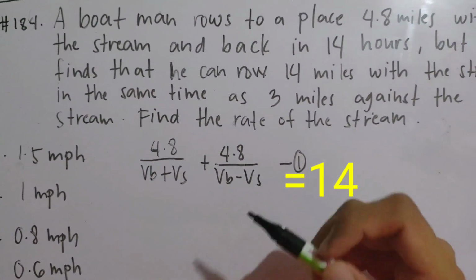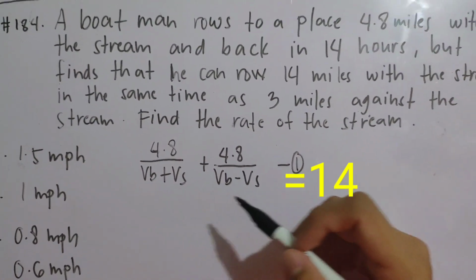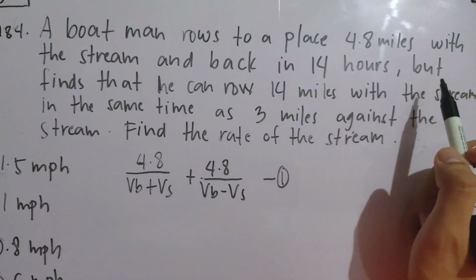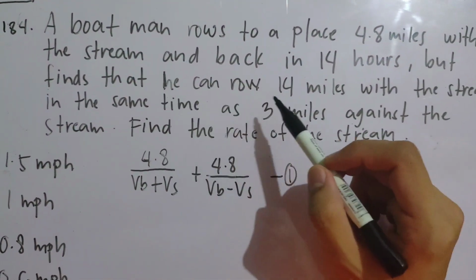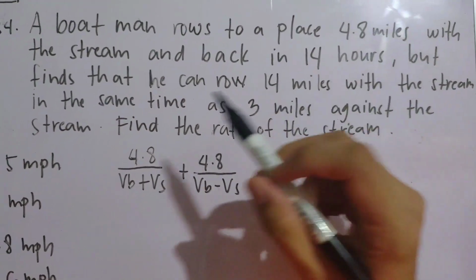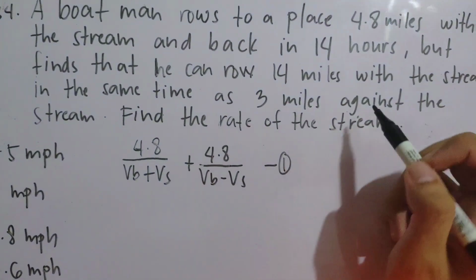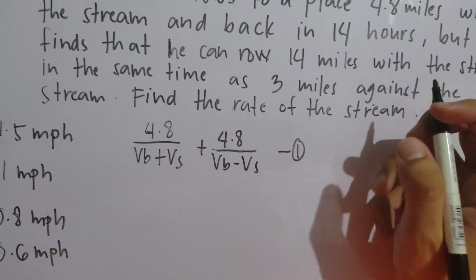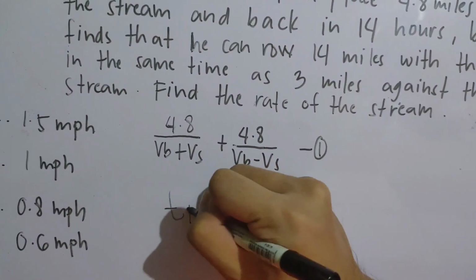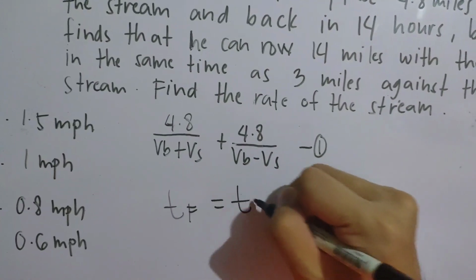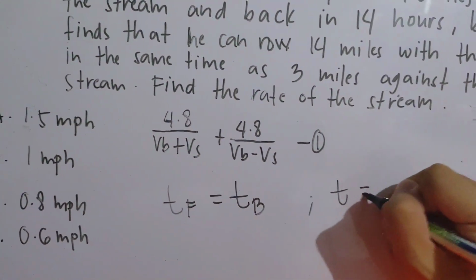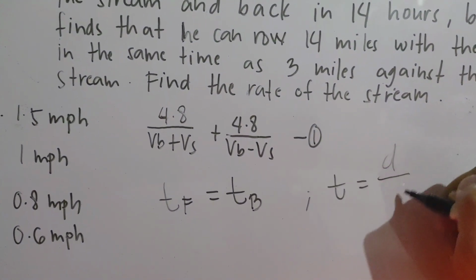We still need one more equation because we have two unknowns. It says the boatman finds that he can row 14 miles with the stream in the same time as 3 miles against the stream. So what we equate here is the total time. Our time forward is equal to our time backward, and we know that time is equal to distance over velocity.